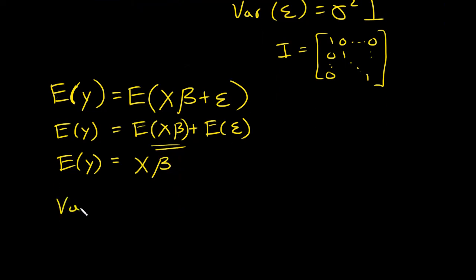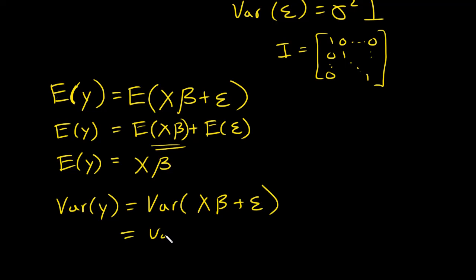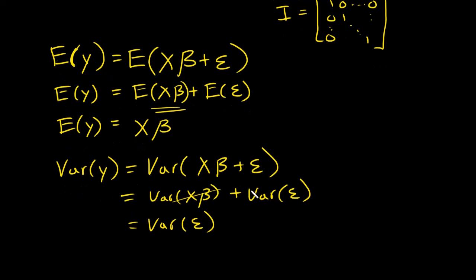And then also, the variance of y is the variance of X beta plus epsilon, where X beta is, once again, not random. So you have the variance of X beta plus the variance of epsilon. The variance of X beta is 0 since it's not random, and you're left with the variance of epsilon, which we've discussed is sigma squared times I. So this is the variance of y.